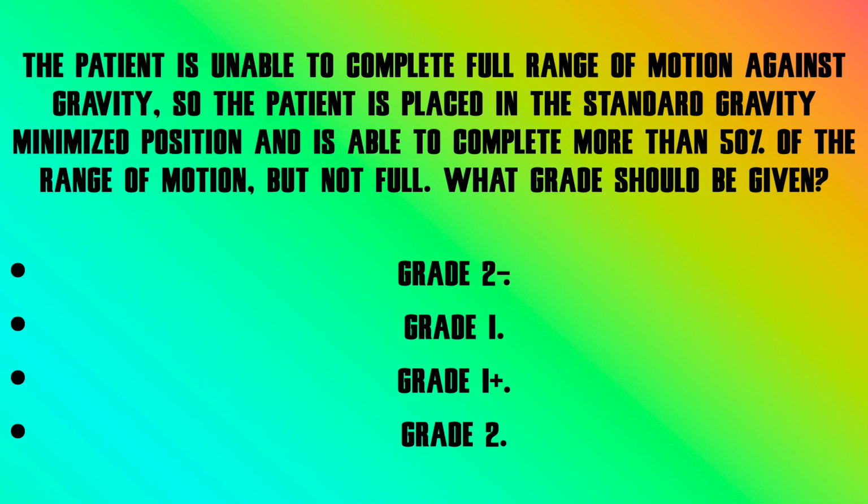The patient is unable to complete full range of motion against gravity, so the patient is placed in the standard gravity-minimized position and is able to complete more than 50% of the range of motion, but not full. What grade should be given? The answer is 2-.